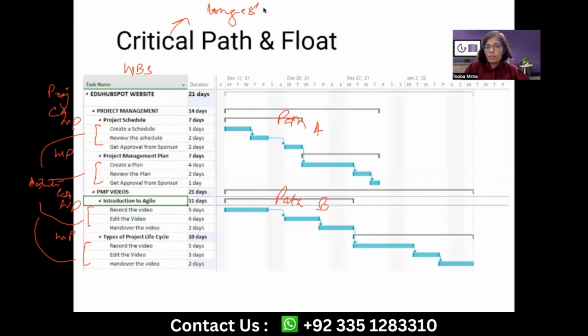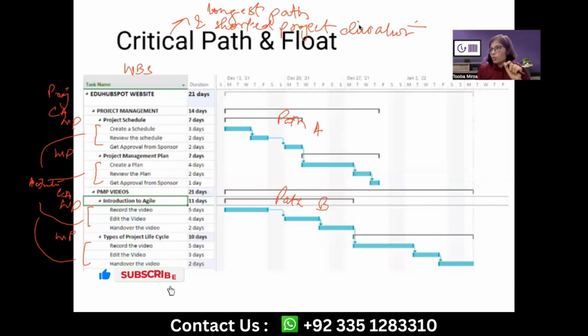Longest path and shortest project duration. Out of these two paths, which one seems like a critical path based on this definition? Path B. Of course, path B. Anybody can tell this. But a person who doesn't even know what is critical path, what is project management can tell this, right? It's path B. It's the critical path.